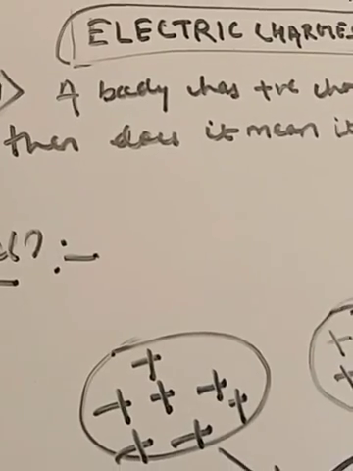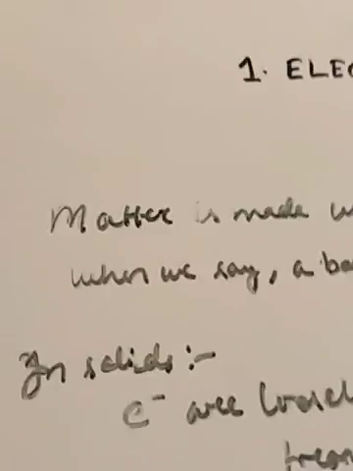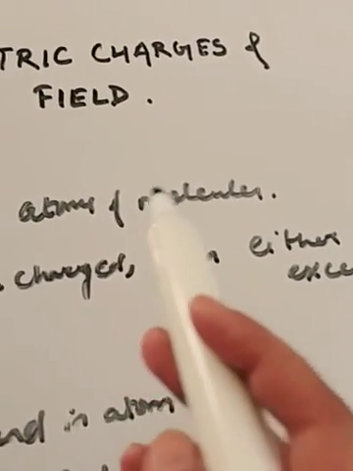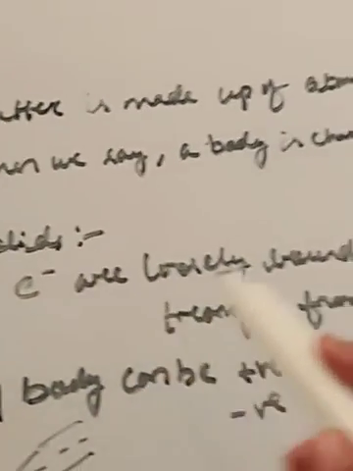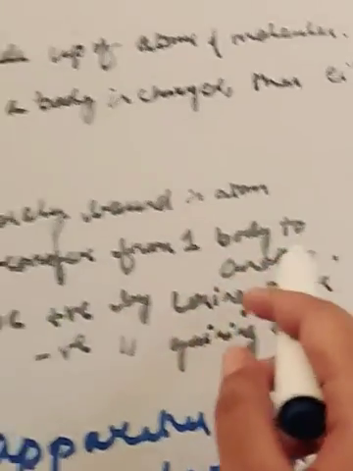Now some more are left of electric charges. Now let's see about it. As we know, matter is made up of atoms and molecules. When we say a body is charged, it is either because of excess or loss of electrons. In solids, electrons are loosely bound in the atom, so they transfer from one body to another. A body can become positive by losing electrons or negatively charged by gaining electrons.